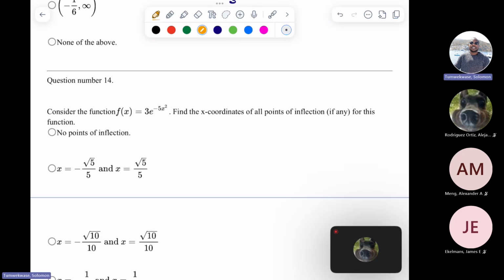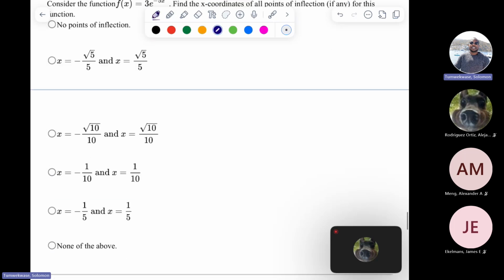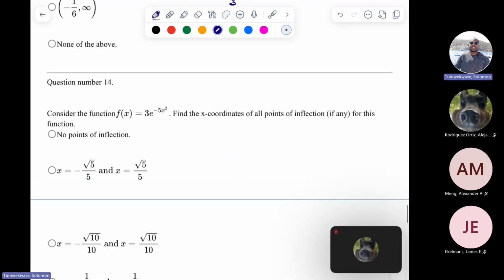Question 14, same thing, but we want to find the x coordinates of all points of inflection, if any. So as usual, for points of inflection, we shall need to take the second derivative. So what is the first derivative here? The 3 is a constant, so it can stay. When I differentiate -5x squared, that is negative 10x, times the 3, that is negative 30x, then e to the negative 5x squared.